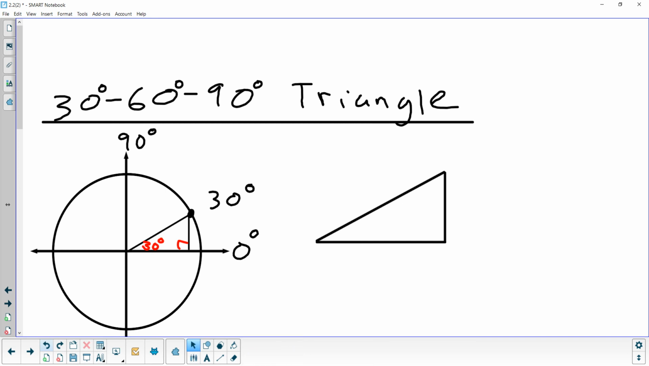And then how about this angle at the top? What's that going to be? Yeah, Jamie? It's going to be 60. That's going to be 60. So let's draw it on the bigger triangle so we've got a little more space.